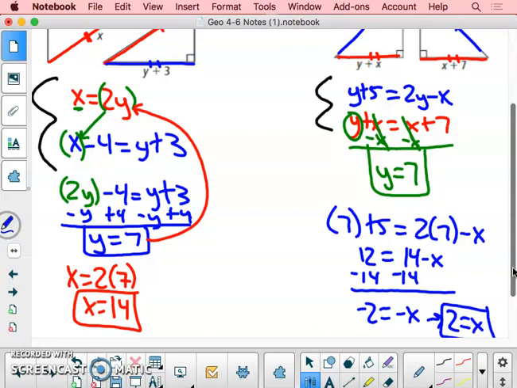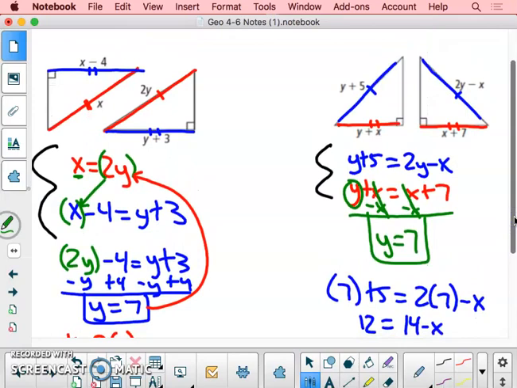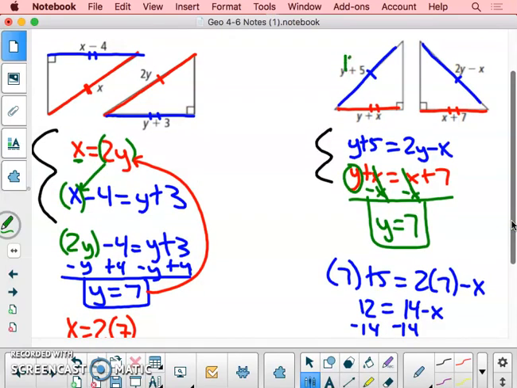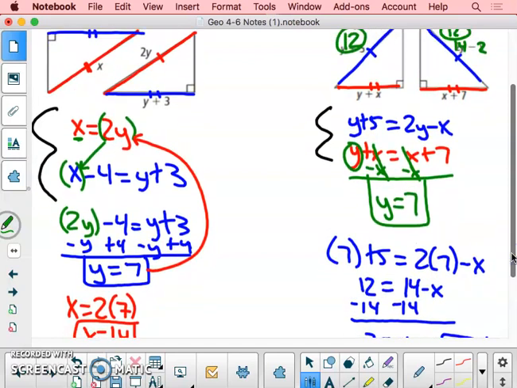I can check all of these answers by plugging in. So if I know that y is 7 and that x is 2, I can do 7 plus 5 here and get 12. Over here, I have 2 times 7, which is 14, minus x, which is 2, which is also 12. All right, so that one checks out. On the bottom side here, I have 7 plus 2, or that's going to be 9. Over here, I have 2 plus 7, which is also 9.